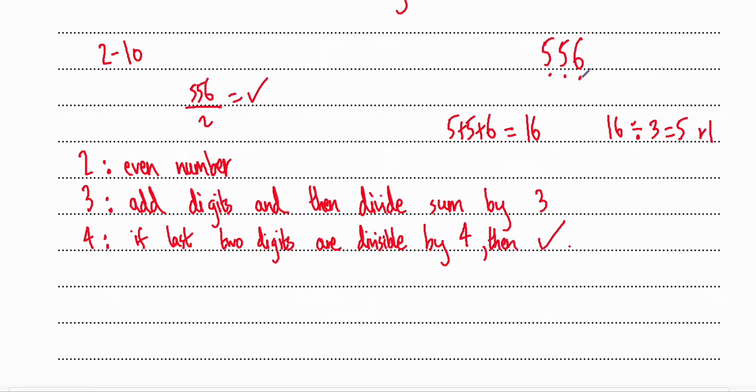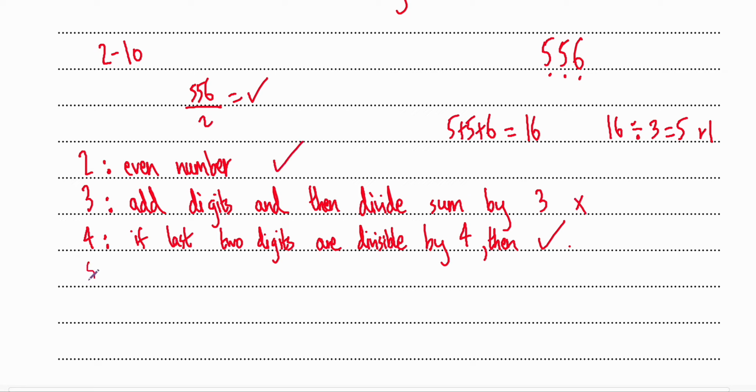So is 56 divisible by 4? Well, let's check. We know 4 times 10 is 40, 4 times 11 is 44, 4 times 12 is 48, 4 times 13 is 52, and 4 times 14 is 56. So this is divisible by 4. So that works. So 4 works, 3 doesn't work, 2 works.